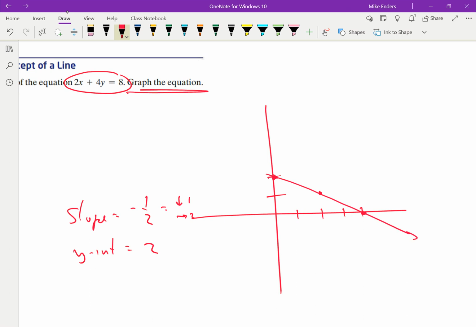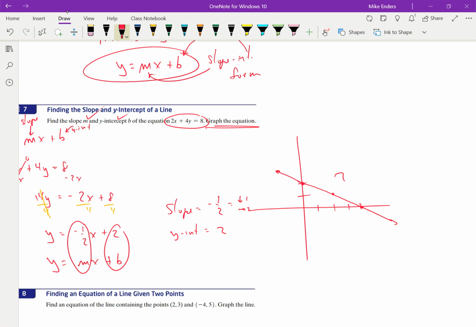There we go. So that would be the equation for the line 2x plus 4y equals 8, because that would be the same equation as y equals negative 1/2 x plus 2. So we see our y-intercept there at 2. We see our slope is negative 1/2.